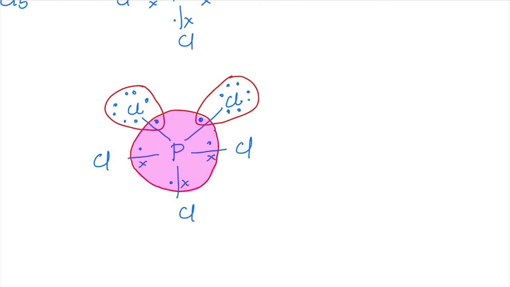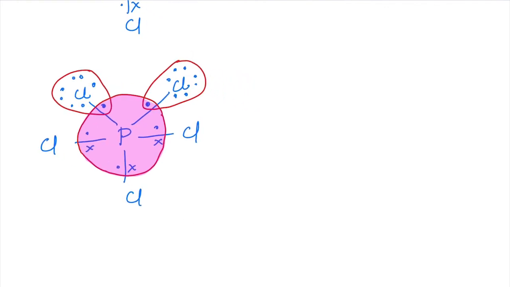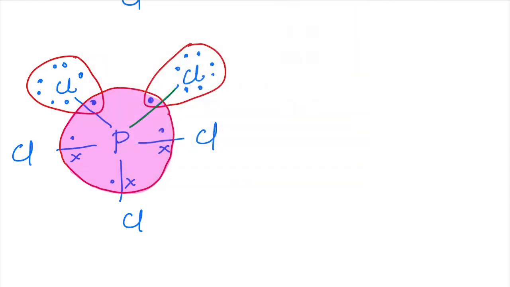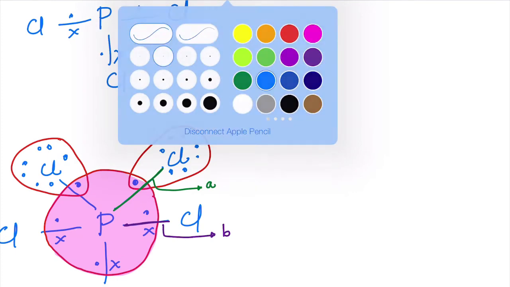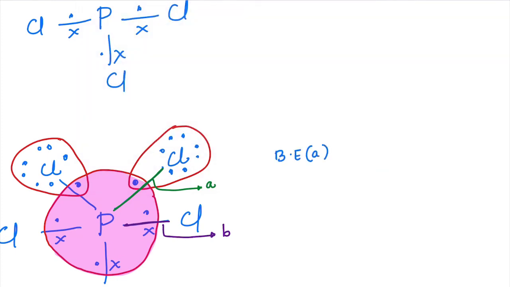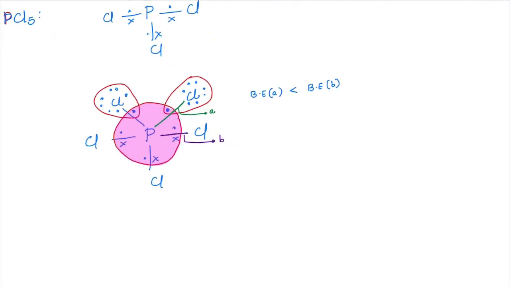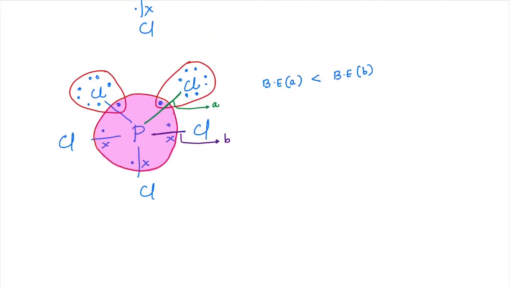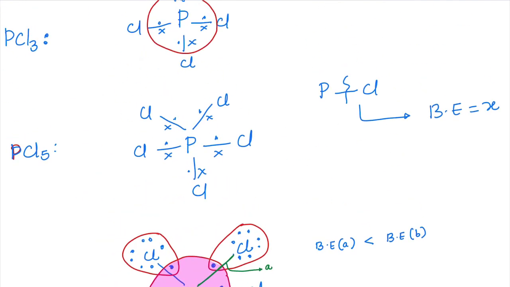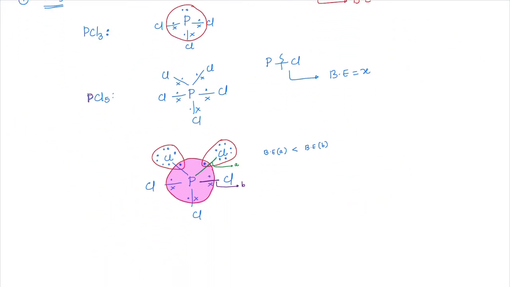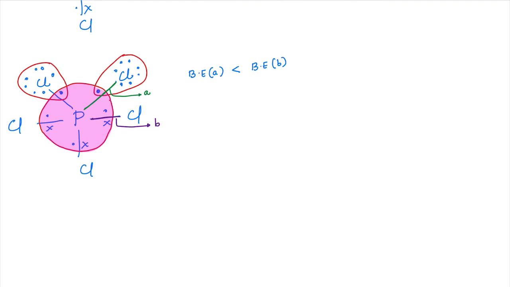Hey guys, are you following this? So in PCl5 you can see it is following the octet, but this time phosphorus is sharing only 1 electron. So if this bond type is A, and this bond type is B, I can say that the bond energy of A type will be less than the bond energy of B type, because in B type bond both elements are sharing their electron. In A type bond only phosphorus is sharing an electron, so that bond would be relatively weak. And Sidgwick says that this is observed practically, hence we can say that phosphorus is the only one sharing the electron and not chlorine.